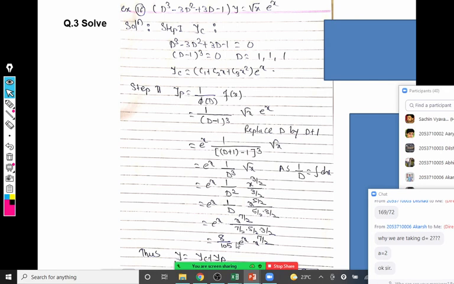And if we simplify everything, we get YP as 8 upon 105 e raised to x into x raised to 7 by 2. So the example looks very complicated, but it's actually very simple. Any doubt here? No, sir. No doubt.